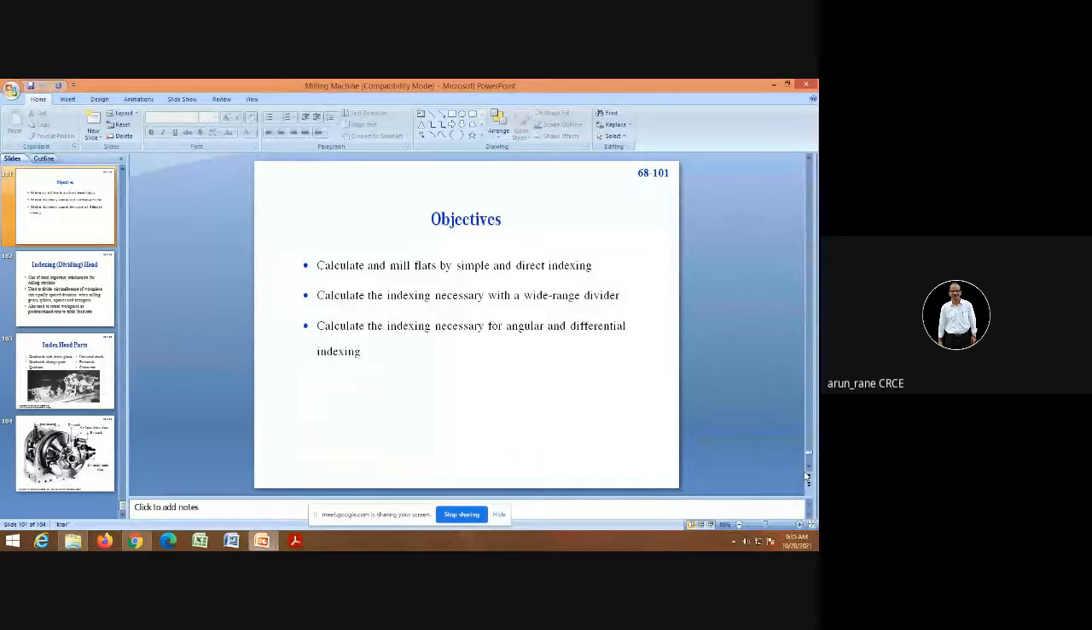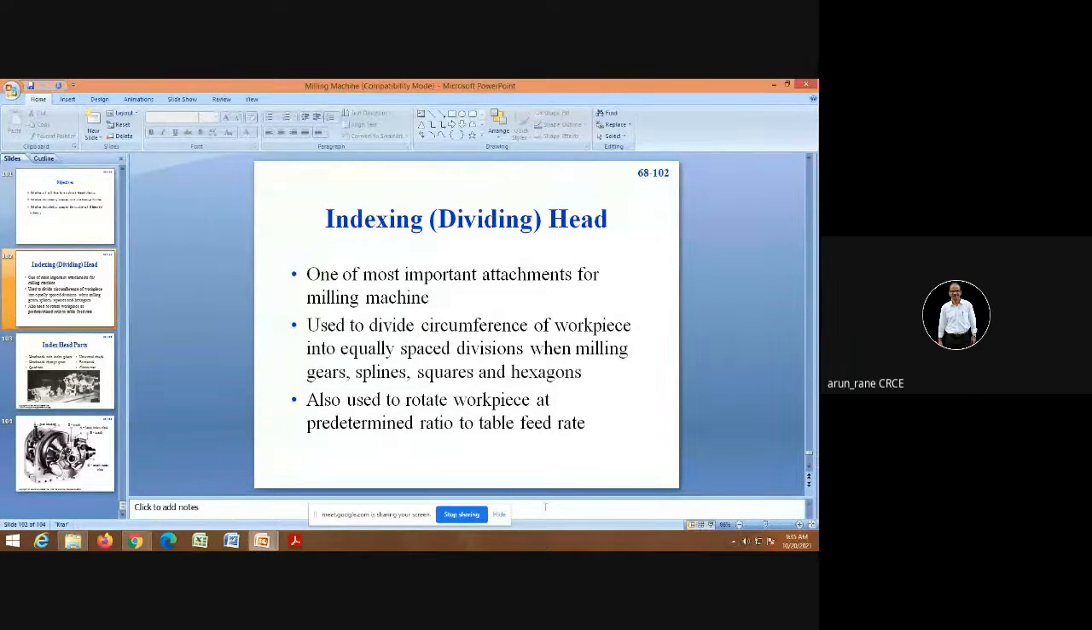Then in accessories, you have indexing or dividing head, which is important. And as I told earlier, that indexing head is used for dividing the periphery of the surface of the workpiece. Like suppose if you want to cut, say, 20 teeth, then 360 degree divided by 20. So one way is that you mark at every 18 degree and then go on rotating manually. So this takes time. If there are say 50 components, workpieces, then this is not advisable.